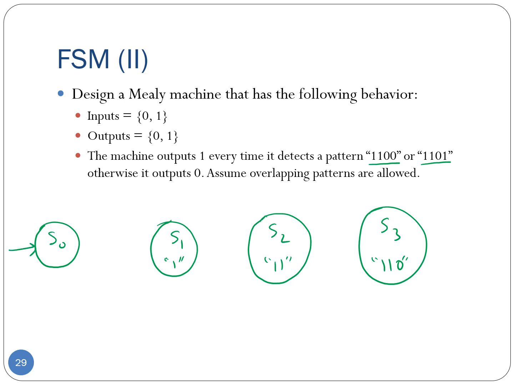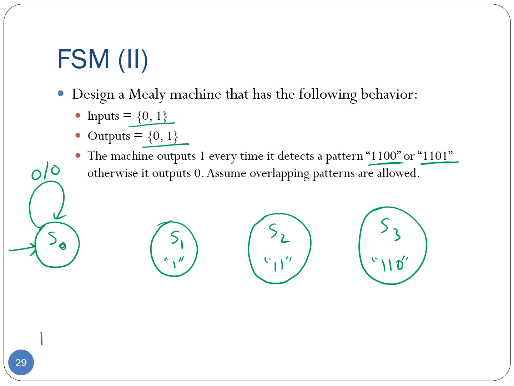Let's now see what happens when we get 0 or 1 in each of these states. The alphabets for input and output are just 0 and 1. So at S0, if we get a 0, you see 0 is not a prefix in either of the two patterns we're looking for. So if you get a 0, you stay here and keep outputting a 0. You'll output a 1 only when you either see a 1100 or 1101.